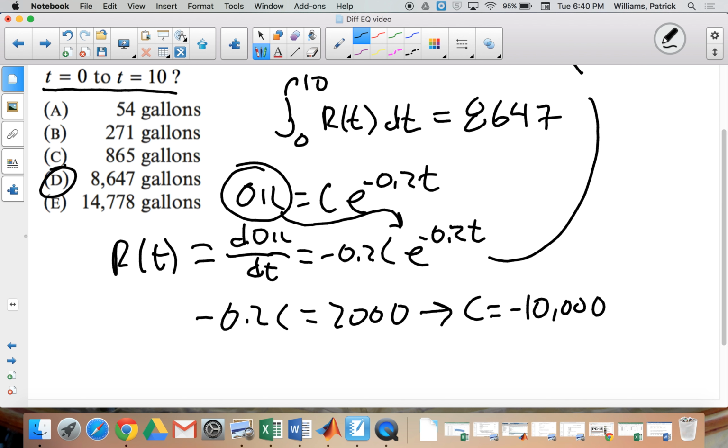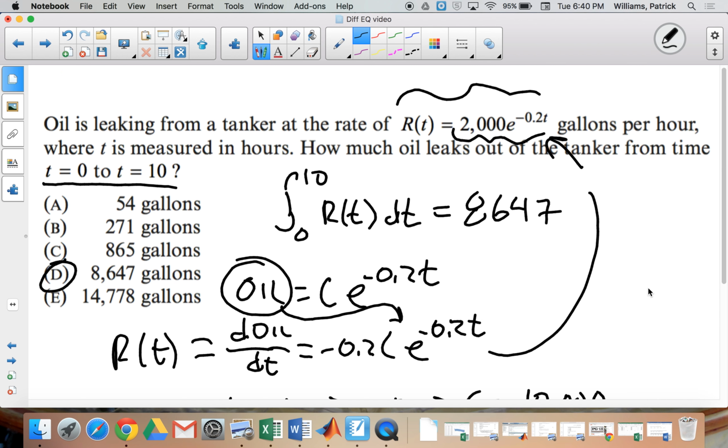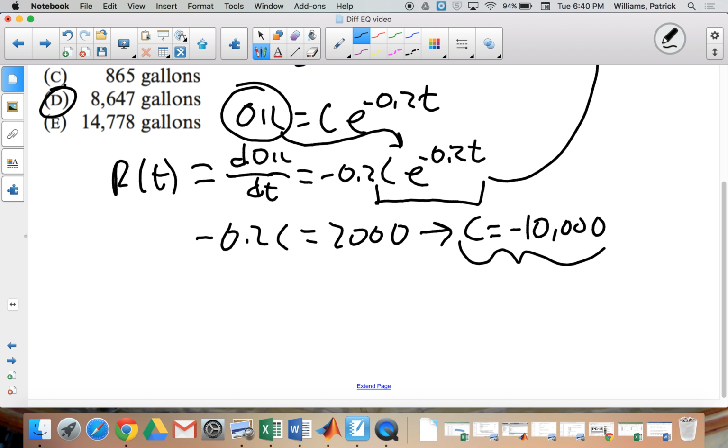So if we want to find how much oil leaks out of the tanker, what we're going to be looking for is the difference in oil between the times of 0 and 10. Recall that this value of C in our equation for our function for oil is the initial value, okay? So if we want a change, we're going to look at oil at time 10 minus oil at time 0, but oil at time 0 is just that initial value. That's negative 10,000, so that's nice.